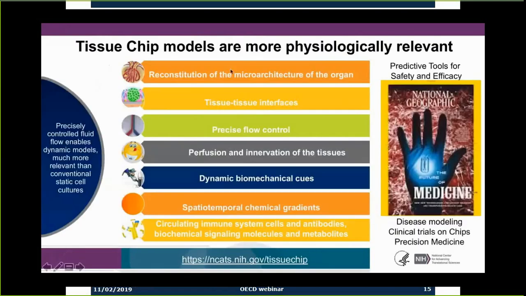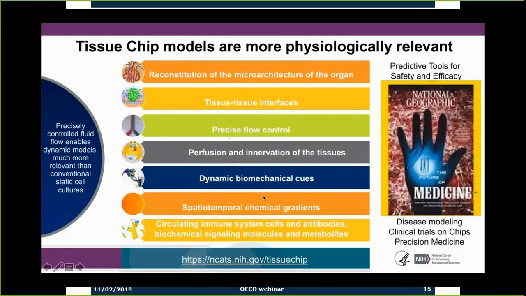And to summarize, the tissue chips or organs on chips are much more physiologically relevant, because they reconstitute the microarchitecture of the organ systems, have tissue-tissue interfaces, precision flow control, perfusion and innervation of the tissues, dynamic and biomechanical cues are reproduced in the system, as well as spatiotemporal chemical gradients, and the ability to have circulating immune cells, as well as other capabilities to look at secondary metabolites.